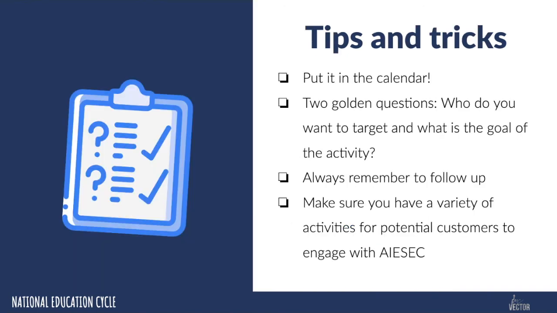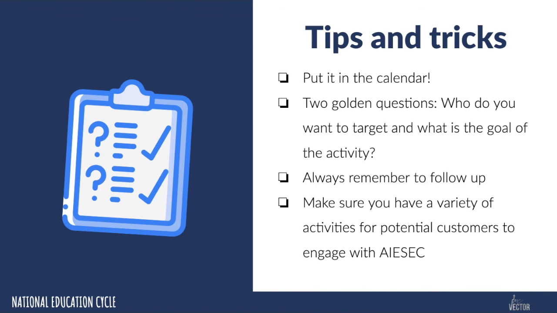Finally, some tips and tricks that will help you actually rock marketing on the LC level. First of all, put it in your calendar. So make sure you have it scheduled. Make sure you have enough people participating in each activity so that you can make sure that it is actually happening. There are 2 golden questions. Who do you want to target and what is the goal of the activity? Always make sure you know the kind of people you want to see in the event and what you want to get out of it, whether it be a specific amount of signups or a specific amount of applicants, for example. So make sure that you always keep these 2 in mind.